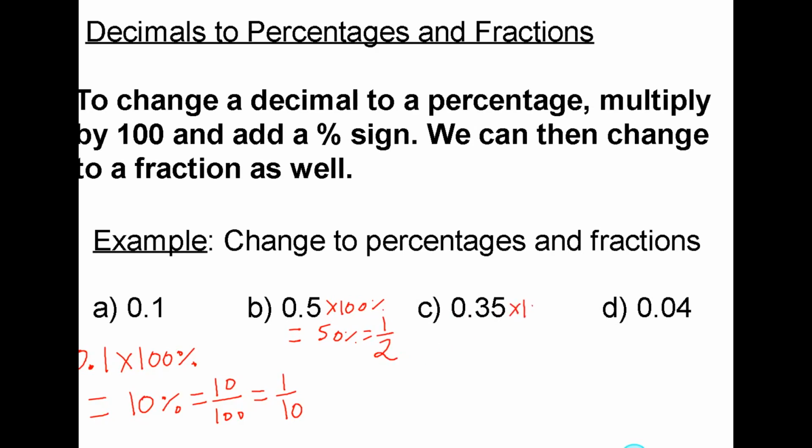0.35 multiplied by 100% gives me 35%, which is 35 hundredths. I can divide the top and the bottom by 5 to simplify, giving me 7/20. Finally, 0.04, to change that to a percentage, I multiply by 100%, giving me 4%, which I can write as a fraction by writing 4 out of 100. And I can then simplify by dividing top and bottom by 2 to give me 2/50, and then 1/25.